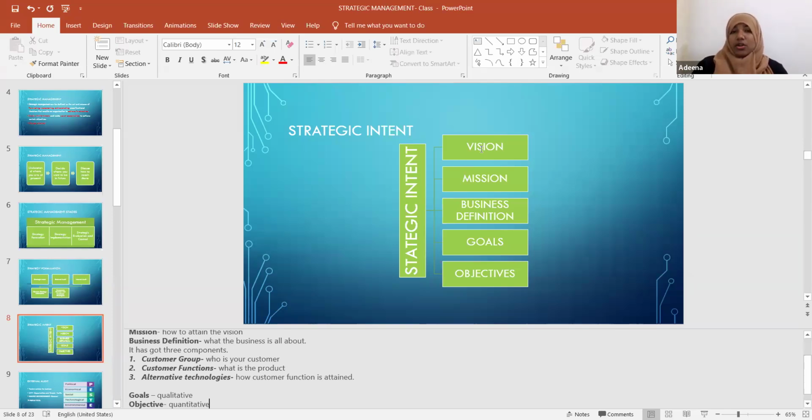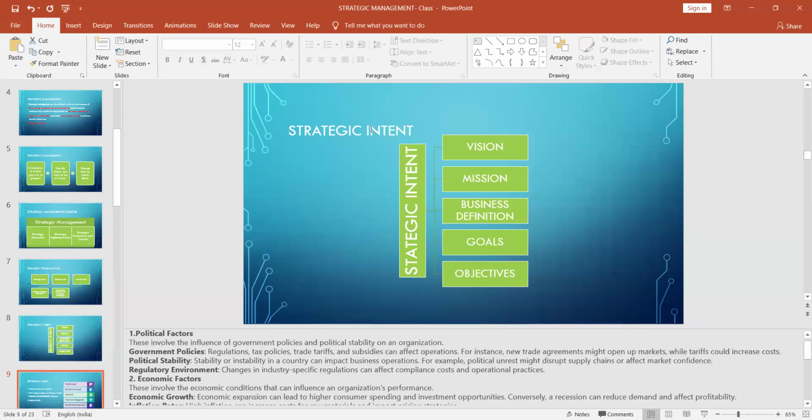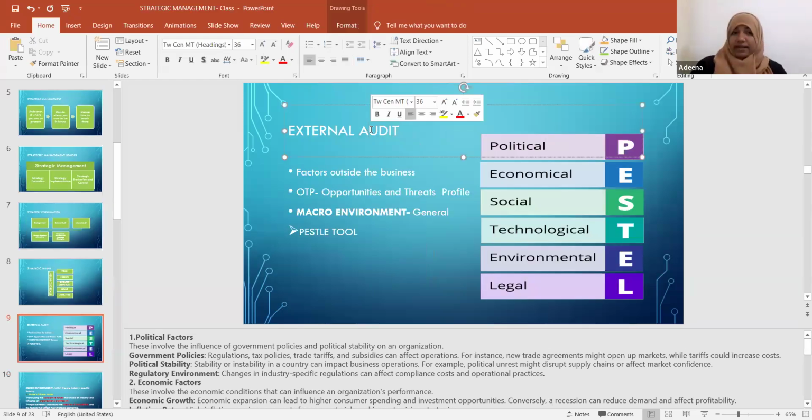So strategy formation has various substages. The first substage is strategic intent, and in strategic intent, the organization has to set its vision, mission, business definition, goals, and objectives. The second substage is the external audit. For an organization to form its strategy, they have to first develop the strategic intent, and second, to develop a strategy, they have to do an external audit.